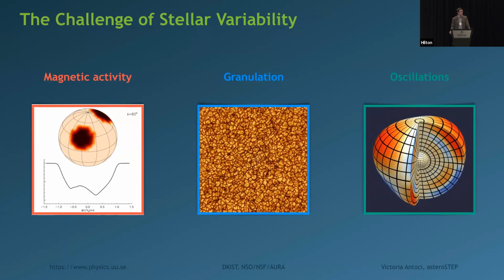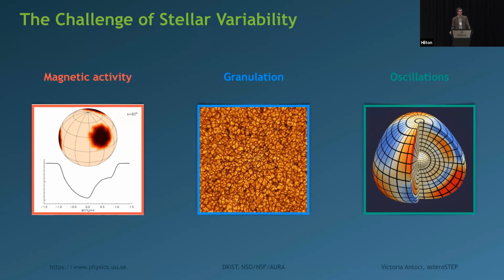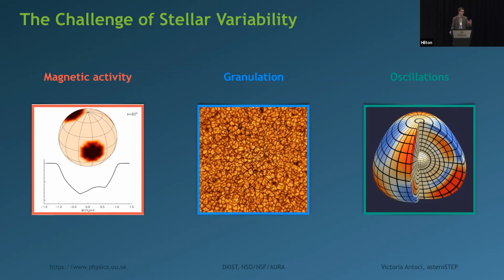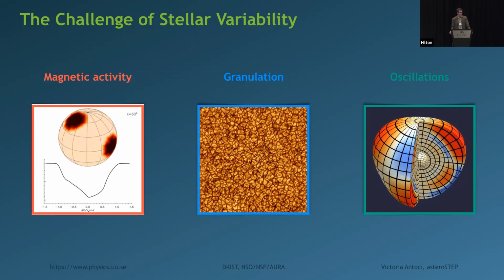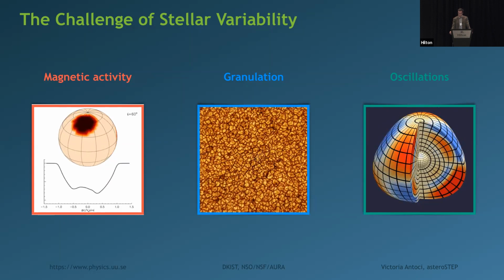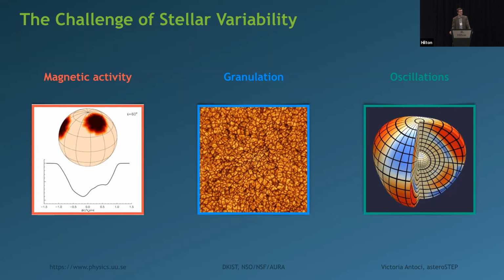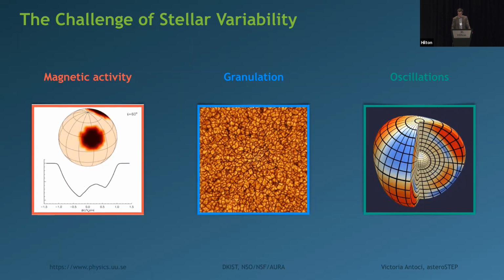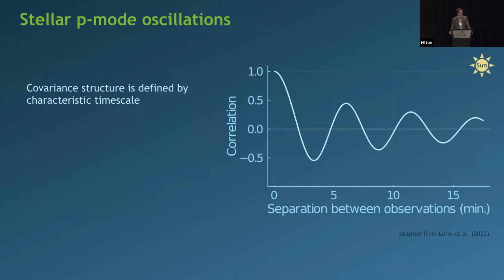So these are the surface deformations that occur as a result of convective motions that drive pressure waves that travel throughout the interior of a star. And from Kepler photometry, we know quite a bit about these P-mode oscillations. In particular, they operate on a characteristic time scale, which for the sun is about 5.5 minutes.